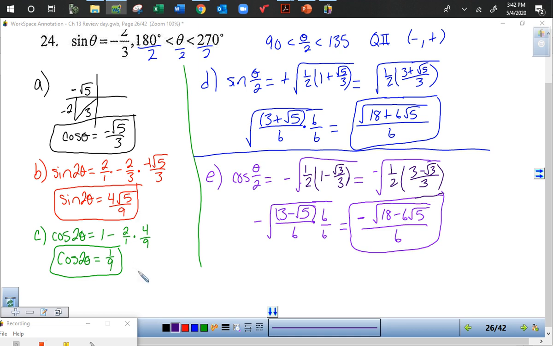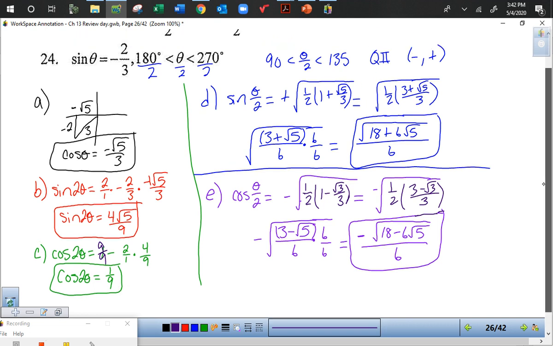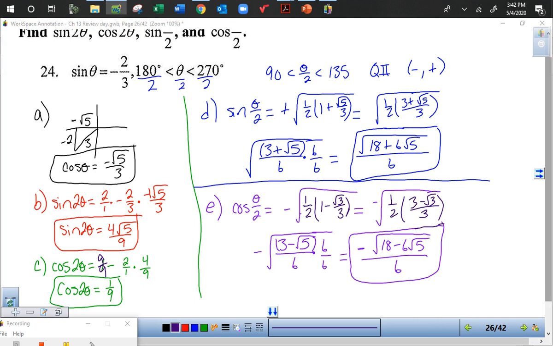For cosine, we want to use the one that has sine in it, so that's 1 minus the 2 sine squared again. So here, call this 9 over 9, and then it's 9 over 9 minus 8 over 9 to get 1/9 for that one. Hopefully those ones aren't too bad. Again, it's just with those half angles that sometimes we struggle.